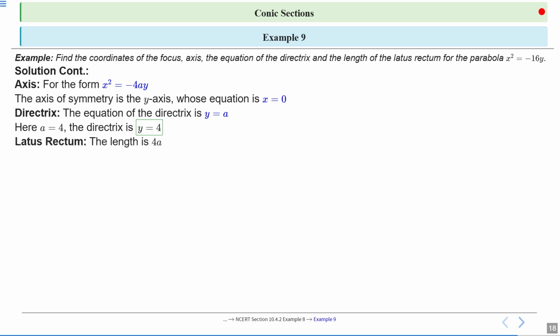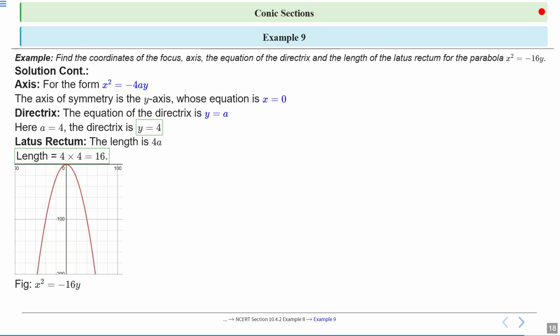And now find the length of latus rectum. Okay, so the length of latus rectum for the parabola x square equal to minus 16y is 4 times a. So just put here the value of a and then you will get the length of latus rectum for the parabola x square equal to minus 16y. So length is equal to 4 times 4, this is equal to 16. Okay, and 16 is basically the coefficient of the linear term, that means the coefficient of y is here 16. So the length of latus rectum is 16 here.